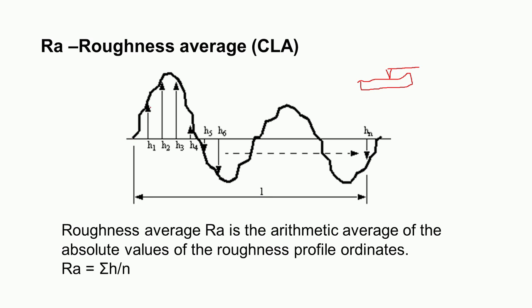we have to draw the ordinates h1, h2, h3, h4 up to hn at equal distance, and then we have to measure the heights of these ordinates, and then finally we should find the summation of heights, that is h1 plus h2 plus h3 up to hn divided by the number of ordinates. So, this will give the RA value. If ordinates are measured in terms of micrometers, then we get the RA value in terms of micrometers.